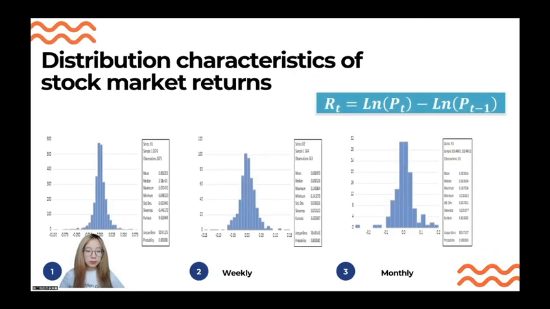We examine the daily, weekly, and monthly returns. Returns show slight negative skewness and high kurtosis, indicating non-normality. The Jarque-Bera test statistically confirmed this deviation. This finding highlights the non-normal behavior of stock returns.